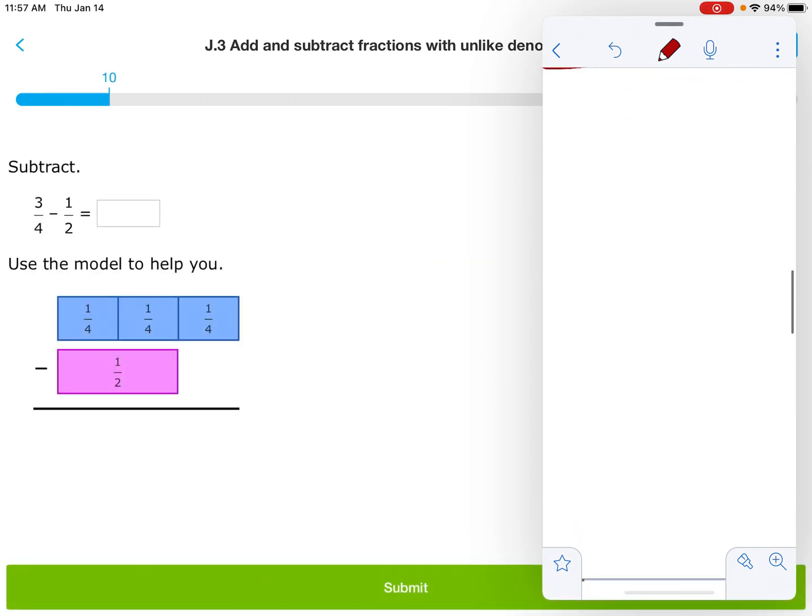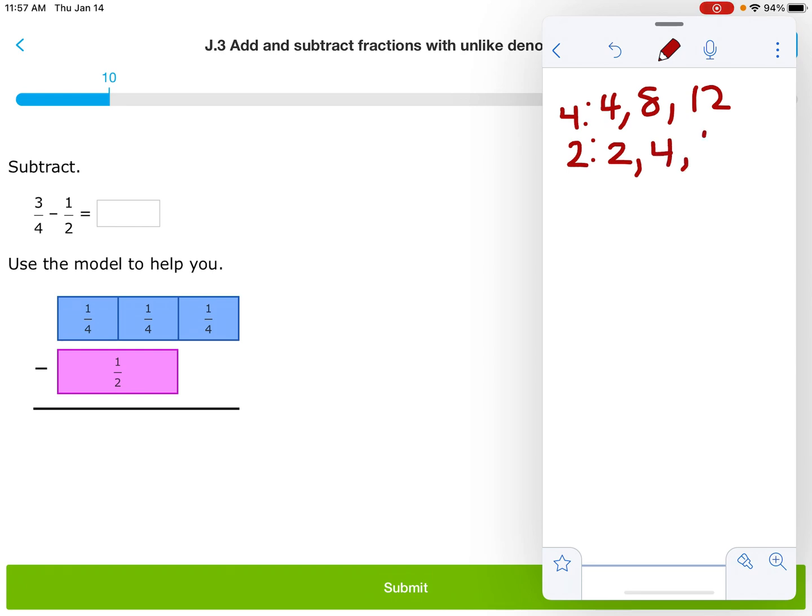Let's try another one. This time we're subtracting. So we have 3/4 minus 1/2. And again, we want to get common denominators. So we're going to do 4 and 2. Counting by 4s, we have 4, 8, 12. Counting by 2s, we have 2, 4, 6. Well, if you notice, our 4s are both the exact same. Our 4s are our least common multiple.